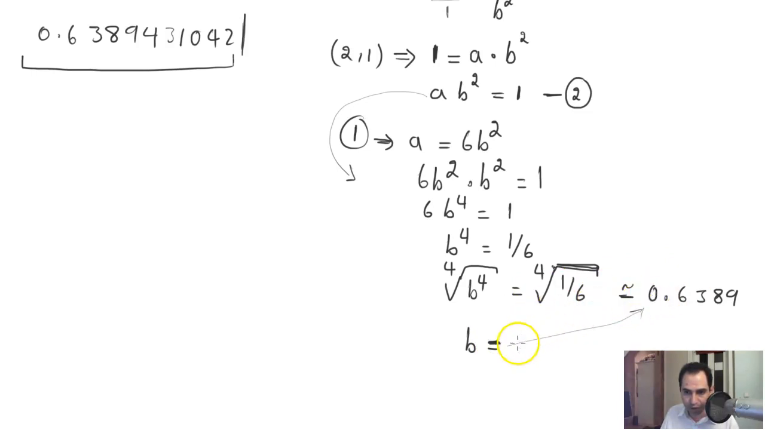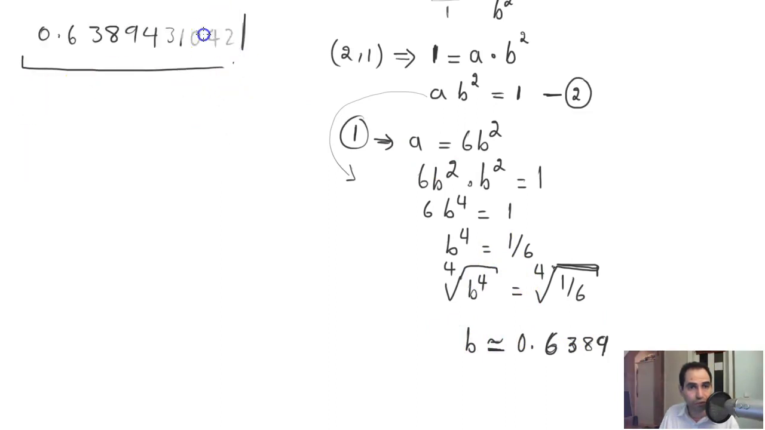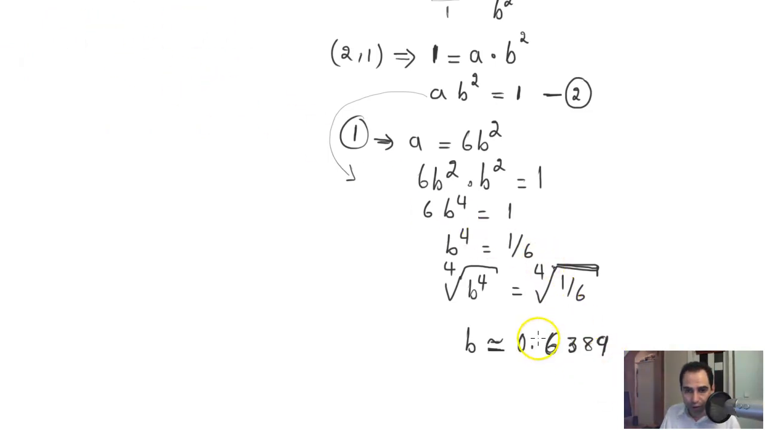and just for the sake of this, here I can write this approximation as b is approximately equal to 0.6389, 4 decimal places, and that would be enough for later. Okay, so I'm going to erase this now. I don't need it. So what I'm going to do now is take equation number 1 and calculate what a is, because now I know what b is.